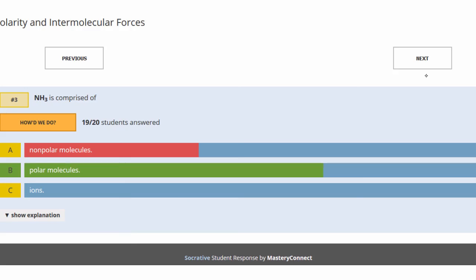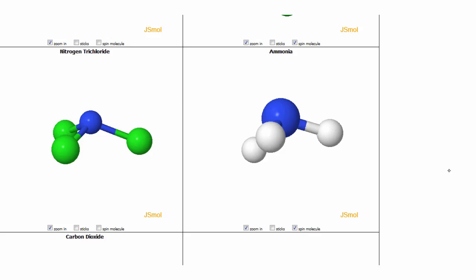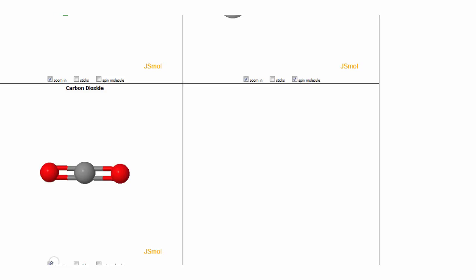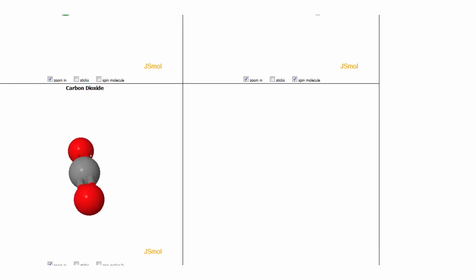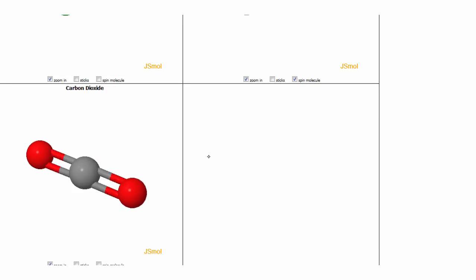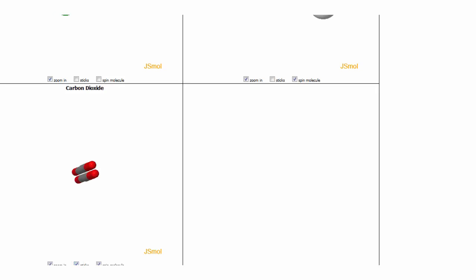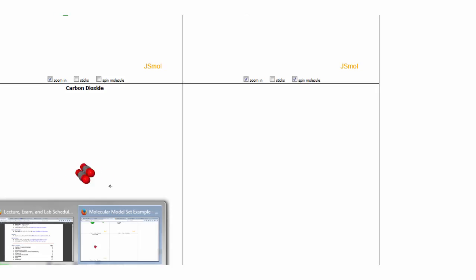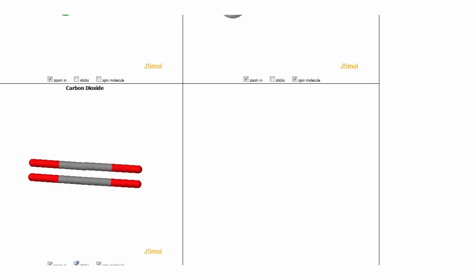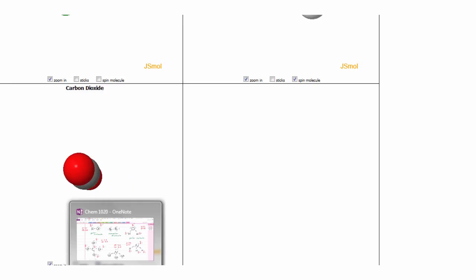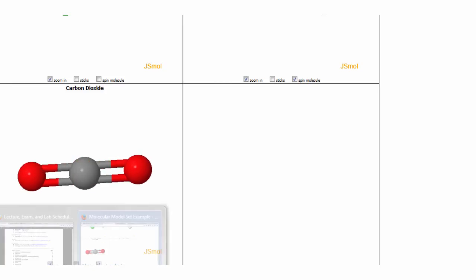Let's try another one. Next up, we have carbon dioxide. If you want to know the structure of a carbon dioxide molecule, here's what that looks like. Notice now that this is a linear molecule. We look at it like this. We can see it's still linear no matter how we look at it. So carbon is in the center of this. First question is, are these molecules, not the molecules, are the bonds polar or nonpolar?